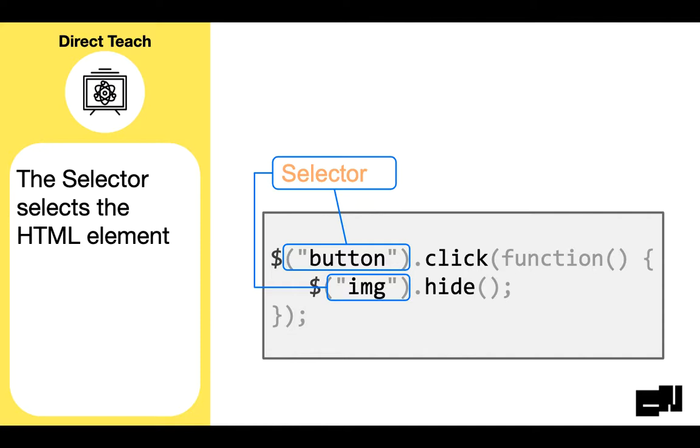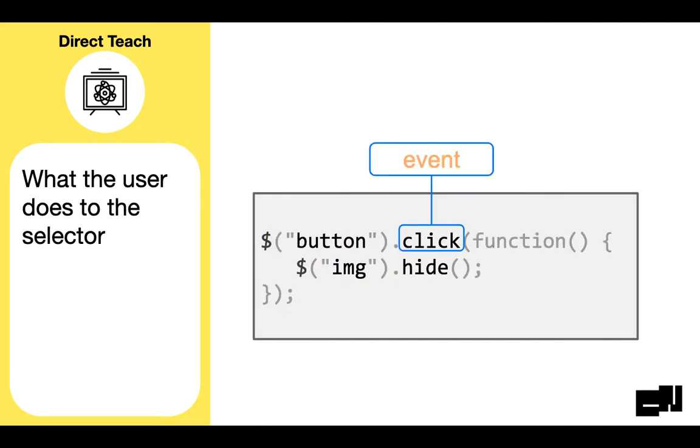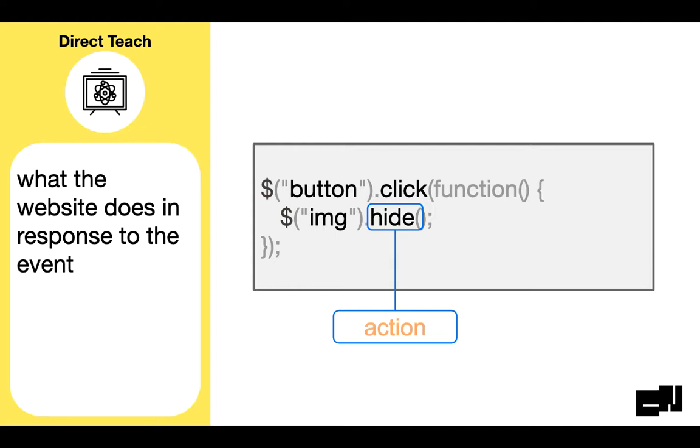If you wanted to click an H1 instead of a button, you would put H1 on that first line. And then the event is the thing that's dot blank. So when this event is happening, they're clicking, right? The click happens. So what the user does to the selector is they click the button, and that's the event. The action is what the website does in response, so it hides the image.